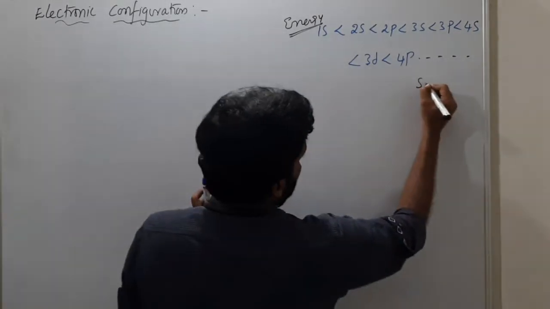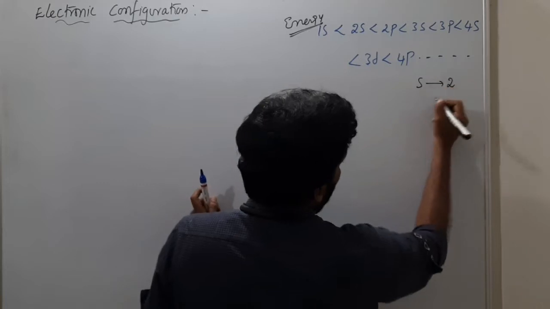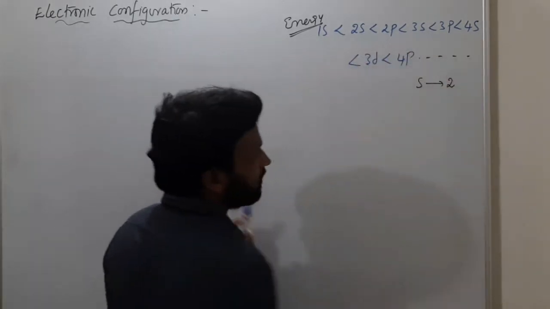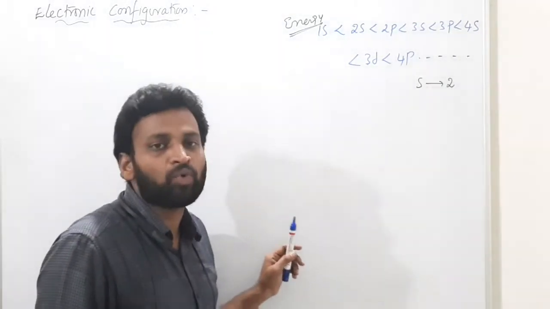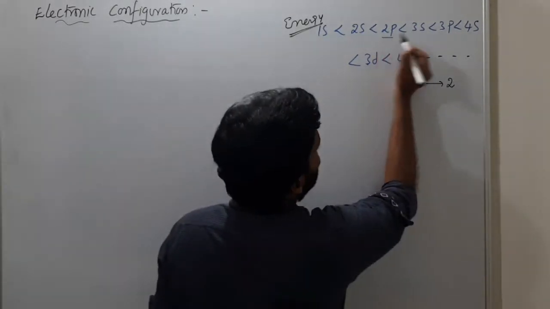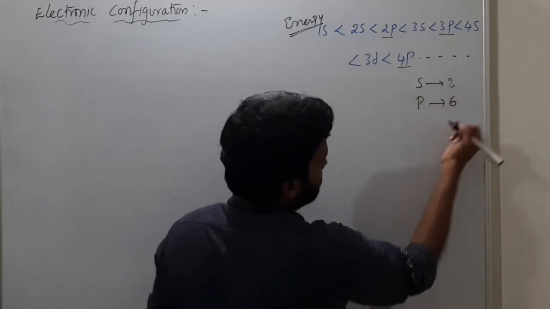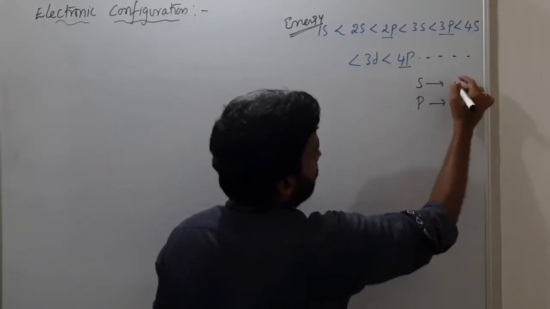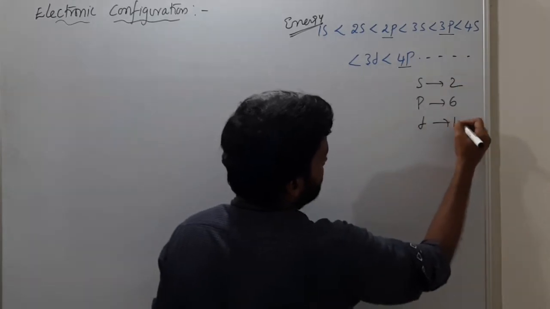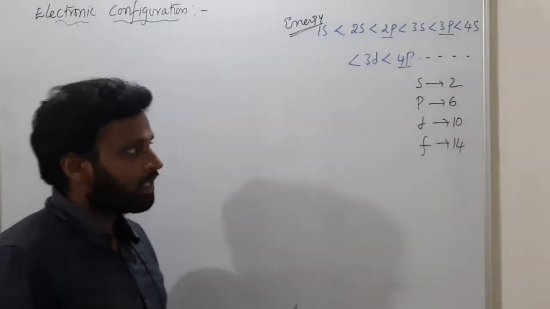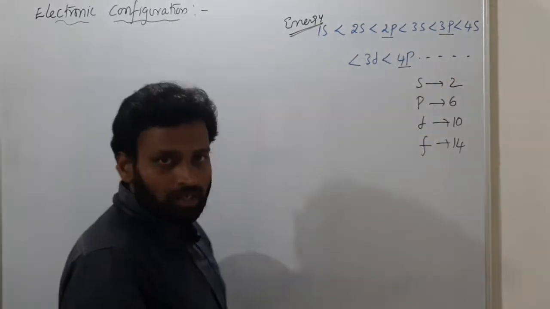Also, please remember, s can have 2 electrons maximum, any s: 1s or 2s, 3s, 4s, whatever, s can have maximum 2 electrons. Any p, whether 2p, 3p, 4p, whatever, p can have maximum 6 electrons. s can have maximum 2, d can have maximum 10, f can have maximum 14.